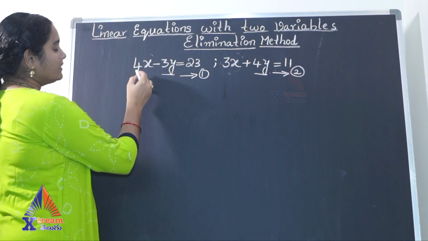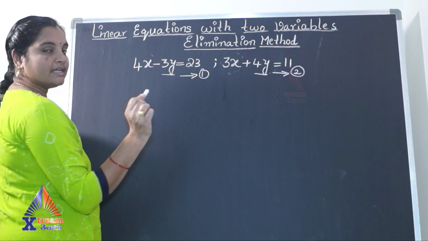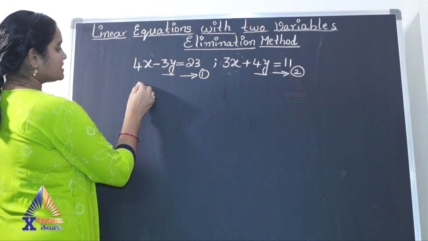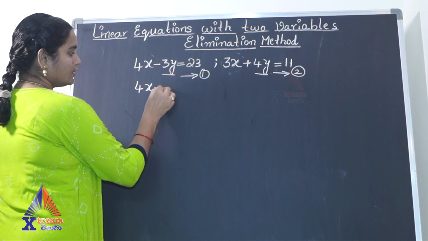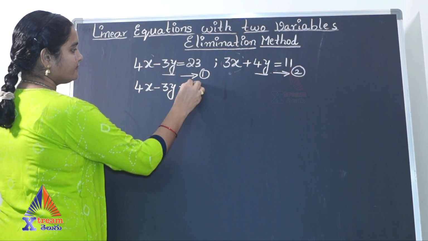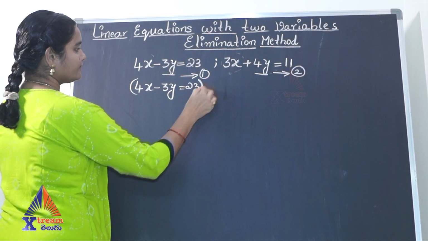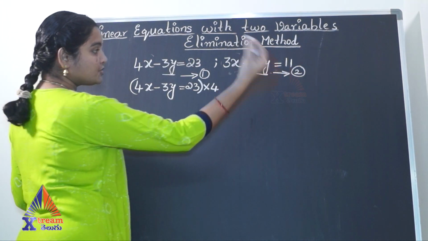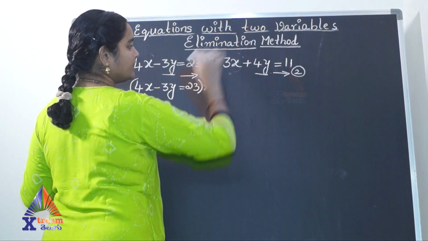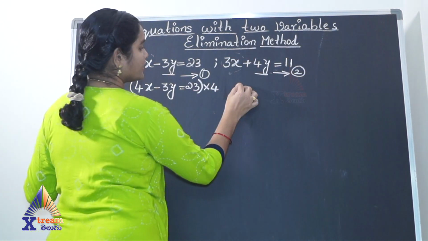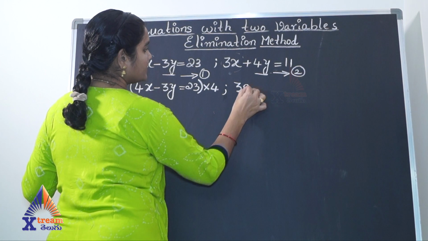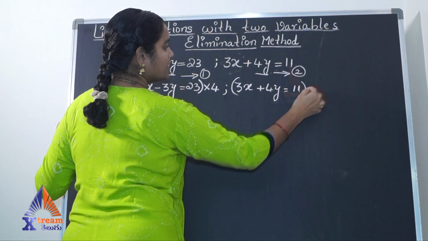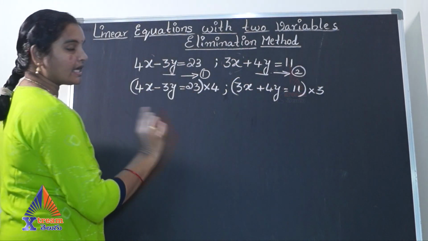4. Now only this term you cannot multiply with 4. The entire equation needs to be multiplied with 4. So this is how it becomes: 4x minus 3y is equal to 23 into 4. Now here 4 becomes 12 when you multiply this entire equation with 3. So 3x plus 4y is equal to 11. This should be multiplied with 3, the entire equation.